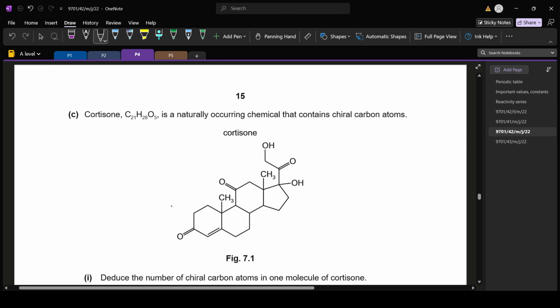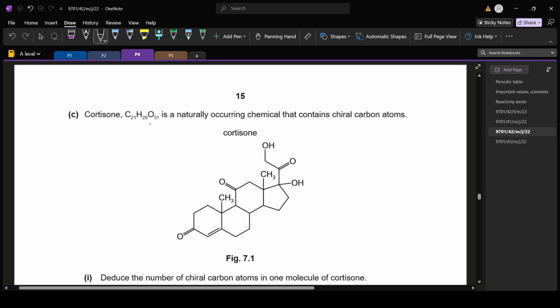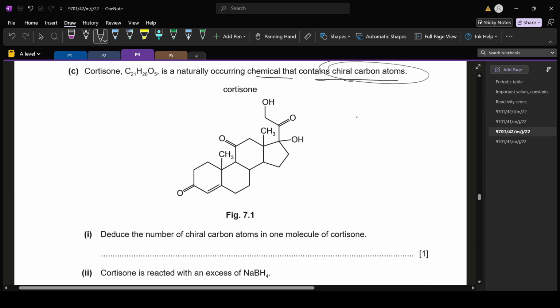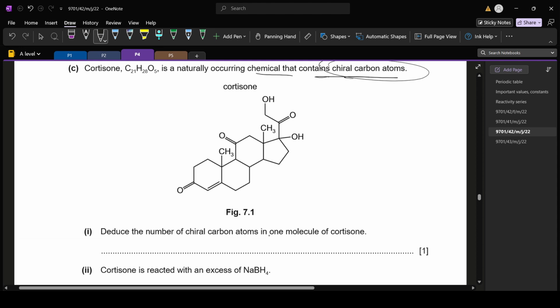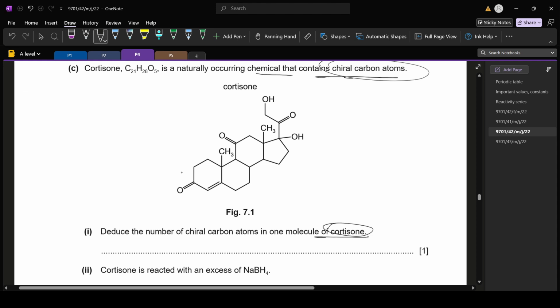Moving towards the next part. Cortisone, C21H28O5, is a naturally occurring chemical that contains chiral carbons. Find the number of chiral carbon atoms in one molecule of cortisone. Now you just have to remember that there will be no chiral center on a carbon atom which forms a double bond, and there will be a chiral carbon where 4 different groups are attached to the carbon. Okay, so now you have to see.